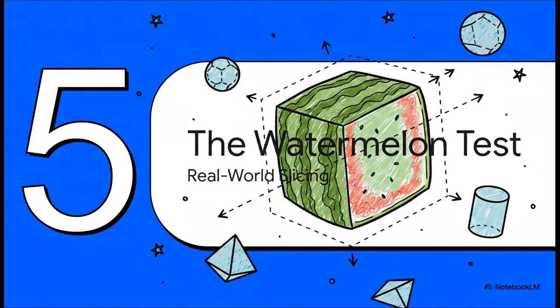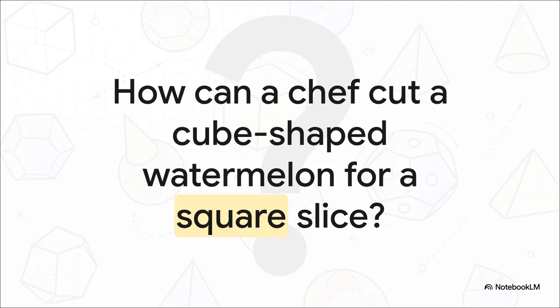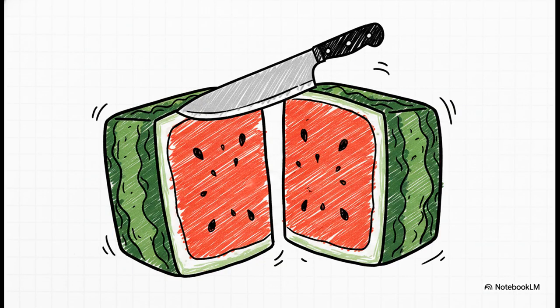So let's apply this whole idea to a really fun, real-world example they talk about in the source material, a cube-shaped watermelon. Okay, this one should be the easy one. If you've got a cube, what's the most direct, no-fuss way to get a square slice out of it? Exactly. A cut that's parallel to any of the cube's 6 faces is going to give you a cross-section that is a perfect square. Simple as that.